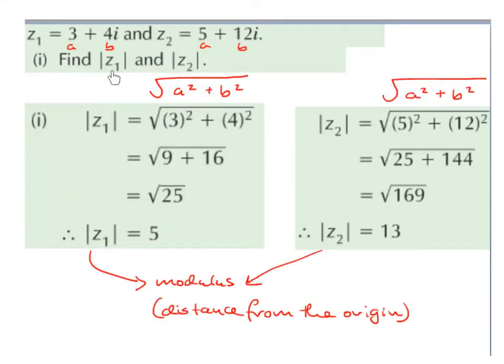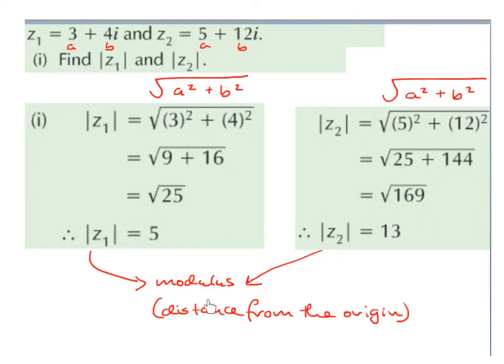So part 1, find the modulus of Z1 and the modulus of Z2. Well, the modulus of Z1 is going to be the square root of a squared plus b squared, where a is the real part, which in this case is 3, and b is the imaginary part, which in this case is 4i, but we ignore the i. So we have the square root of a squared, which is 3 squared, plus b squared, which is 4 squared. 3 squared is 9, 4 squared is 16, 9 plus 16 is 25, and the square root of 25 is 5. So the modulus of Z1 is 5.